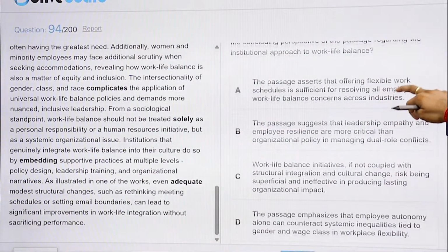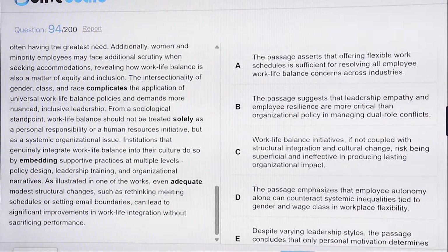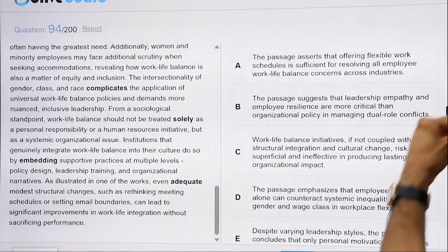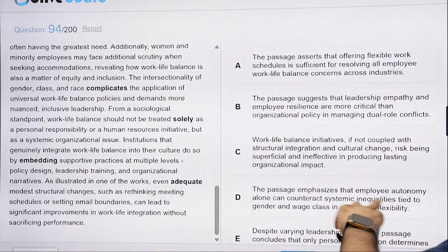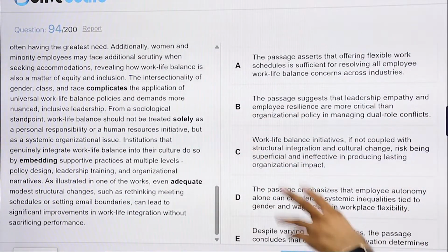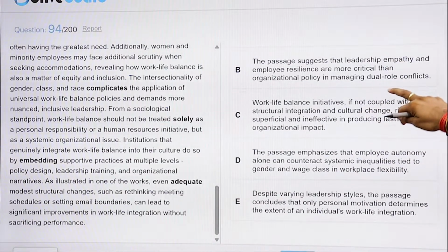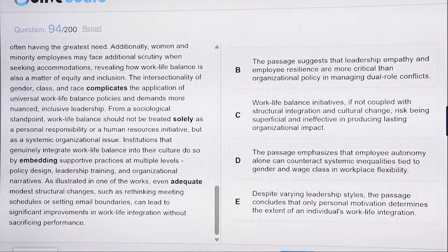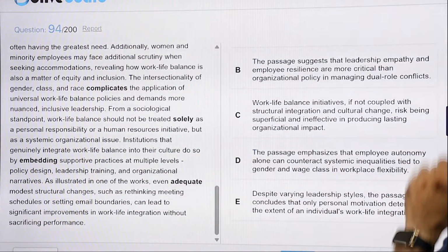The passage asserts offering flexible schedules, institutions that integrate work-life balance into their culture by embedding supportive practices at multiple levels: policy design, leadership training, organizational narratives, and such. Suggest leadership, empathy, and employee resilience are more critical than organizational policy. I don't think so. That one won't satisfy here.